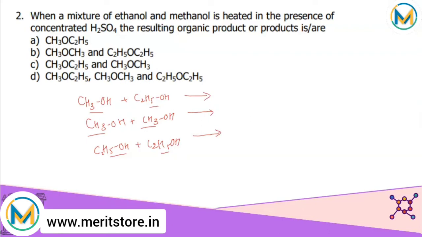This dehydration is done in the presence of this concentrated H₂SO4 and they are going to form an ether. So it will be CH3O C2H5. Then here they are going to form CH3O CH3 and here they are going to form C2H5O C2H5. That means 3 possible products. It's given only in one option, that is D, that is CH3O C2H5, CH3O CH3 and C2H5O C2H5. So correct answer is option D.